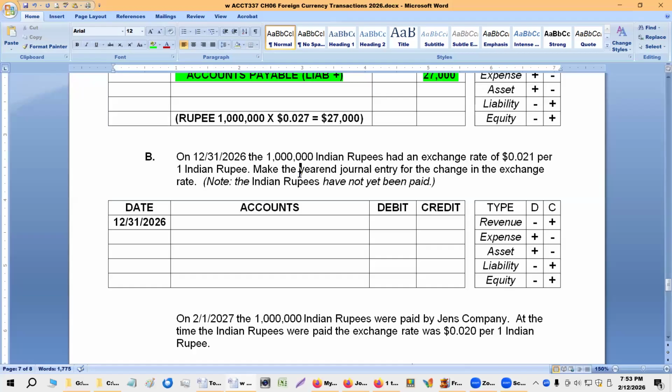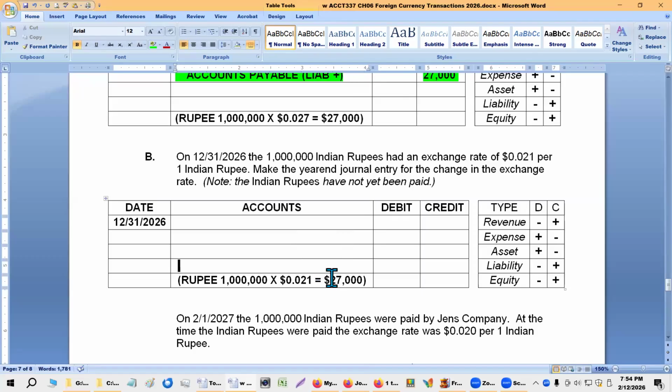On 12/31, the Indian rupees had an exchange rate of 0.021. Now, we did not pay them on that date. We owe them on that date. Strange. Okay. Oops, that's wrong. What are we gonna do with that one?